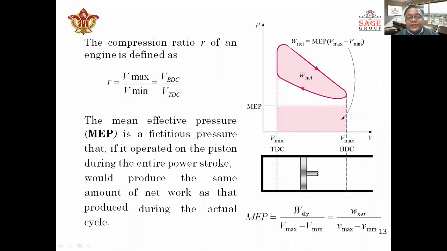Mean effective pressure is the ratio of the net work done during the cycle and V maximum minus V minimum, that is, the stroke volume. MEP is equal to net work done during the cycle over the maximum volume minus the minimum volume, that is the difference of the volume. It is called the stroke volume or the displacement volume. So W net can be written as the mean effective pressure into the change of the volume, that is V maximum minus V minimum.